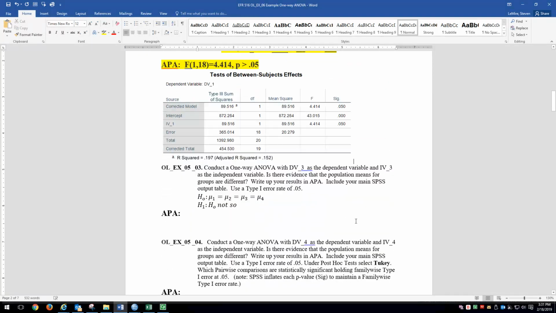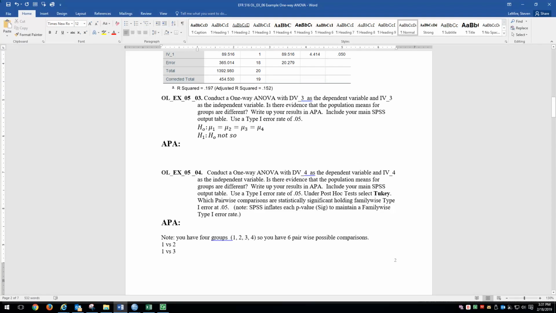Okay, so now we're down to number 3. It says conduct a one-way ANOVA with dependent variable 3 as a dependent variable. Is there evidence that the population means for the groups are different? Write up your results. So this is just a straight one-way ANOVA. Now we have 4 groups in this analysis. So if you think about H naught, it's that all these group means are equal.